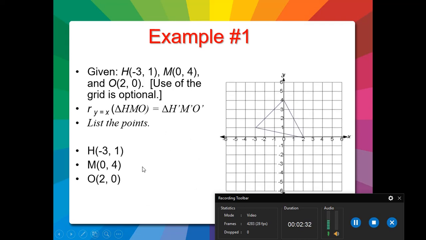So I'm going to start by plotting triangle HMO. And remember, all vertices should be labeled, but to keep the presentation clean, I'm just going to skip that part. I'm also going to plot the line y equals x. I would encourage you to plot this in a nice bright color so that it stands out. Red, pink, orange, and then your eye will be drawn to that.